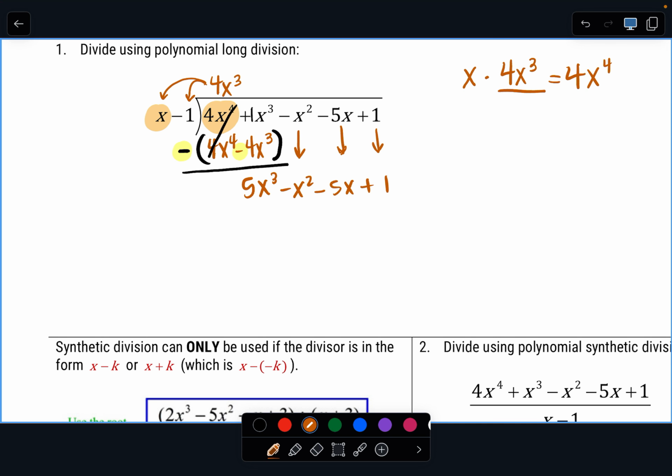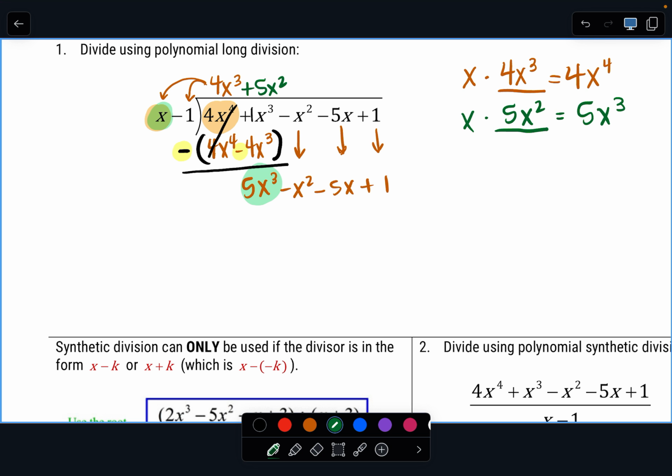So then, we've gone through one round. Now I have to go in and do it again. So I'm focused on the 5x cubed, and I'm still using x. So again, breaking this down in simplest terms, x times something has to equal 5x cubed. So what do I have to put in the blank for that to be true? Squared. So I have to put in 5x squared. So I'm going to write 5x squared at the top.